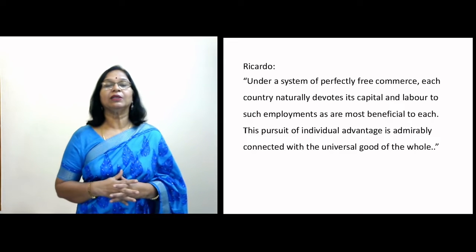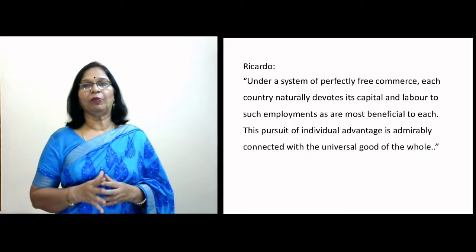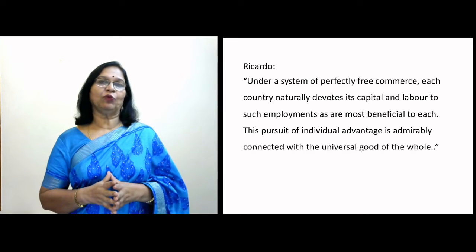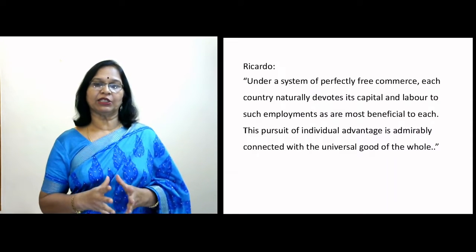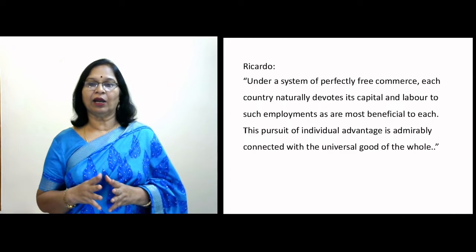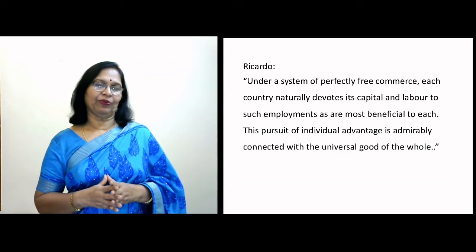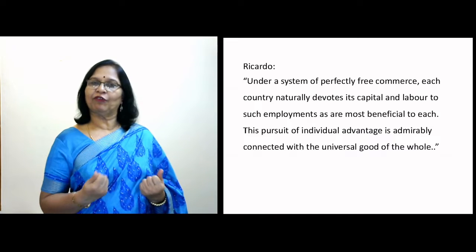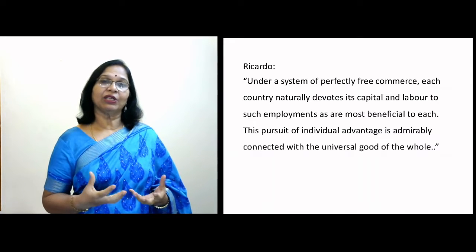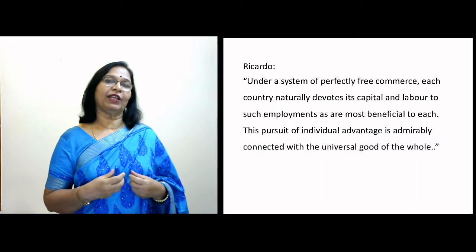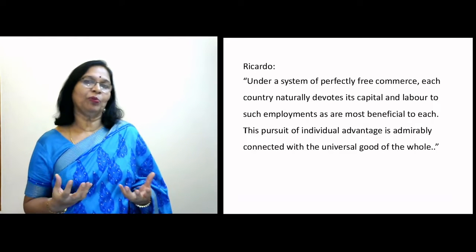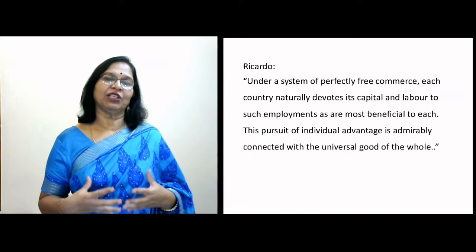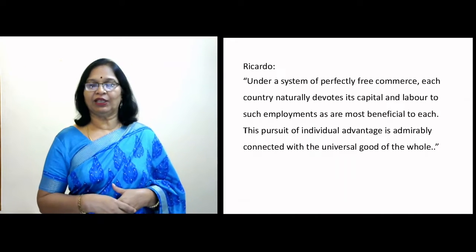In Ricardo's words, under a system of perfectly free commerce, each country naturally devotes its capital and labor to such employments as are most beneficial to each. So each country will use its resources to what it can benefit from that. Now, when each country does what is good for itself, then the idea is the world would be a better place because more goods will be traded and every country would benefit from trading with each other.